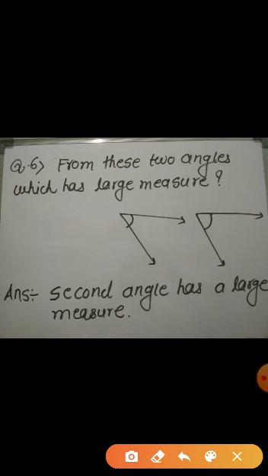Now coming to the question number 6. In this question again, two angles are given and we are asked from these two angles which has a large measure. Again, to find out of these two angles which has a large measure, you need to measure them with the help of protractor. So when you measure both these angles with the help of protractor, you will find that second angle has a large measure.